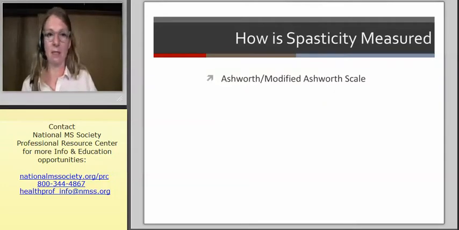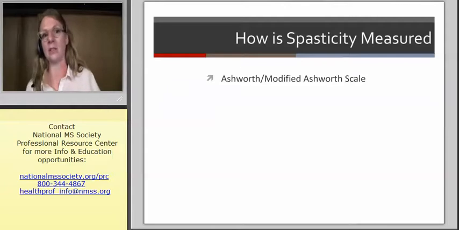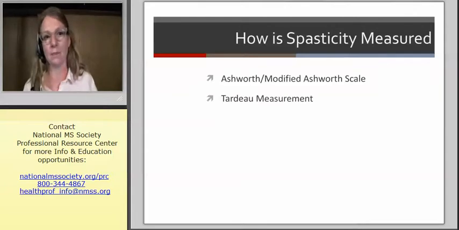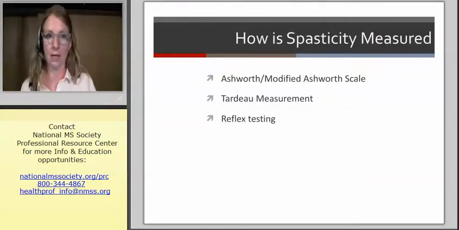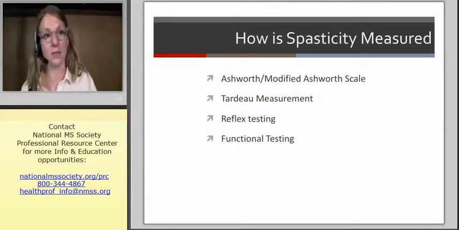One of the best, most common ways in adults is the modified Ashworth scale. There's the Tardieu measurement. Please pardon my French, or Tardieu, I've heard some people pronounce it. There's general reflex testing, which we've all done. There's functional testing.